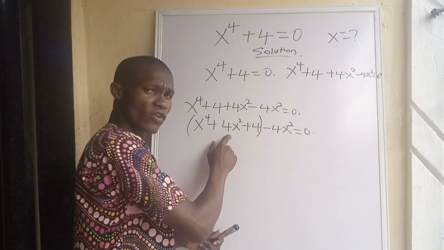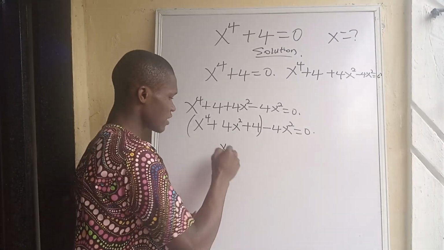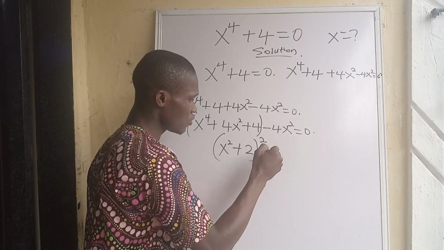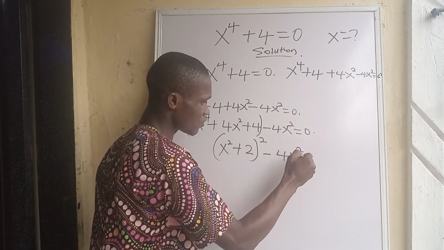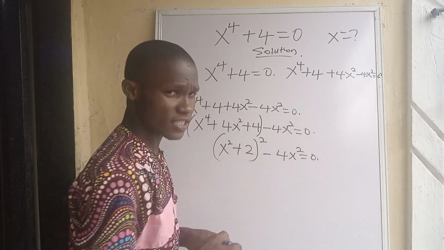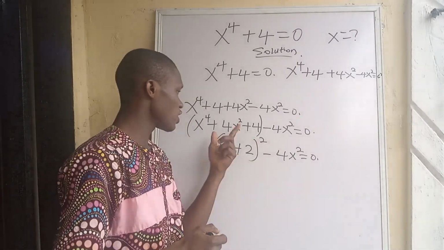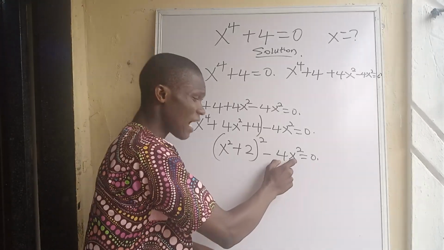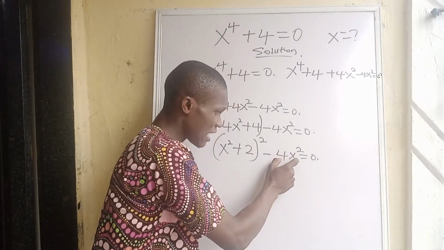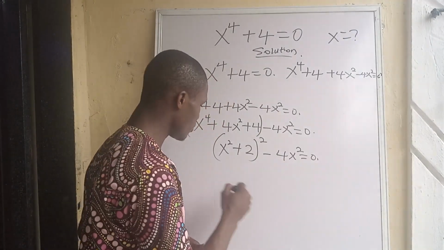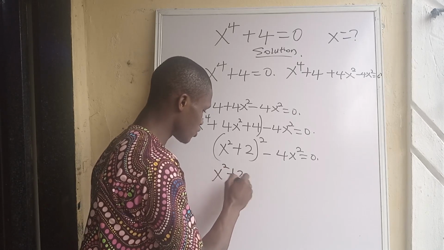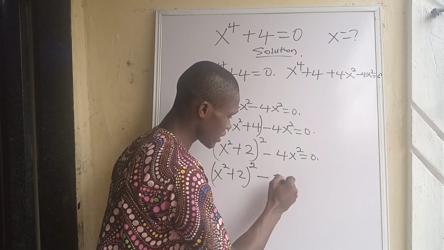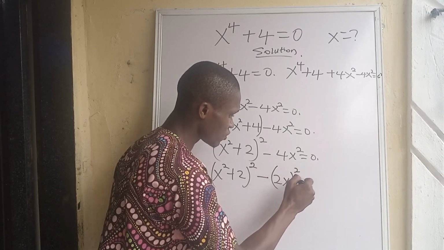Then I can rewrite the whole of this equation to be x to the power of 2 plus 2, all to the power of 2, minus 4x to the power of 2 equals 0. It still remains 0 because if I expand this, it's going to give me this. Having done this, I can rewrite the whole of this equation to be x to the power of 2 plus 2, all to the power of 2, minus 2x in brackets to the power of 2 equals 0.